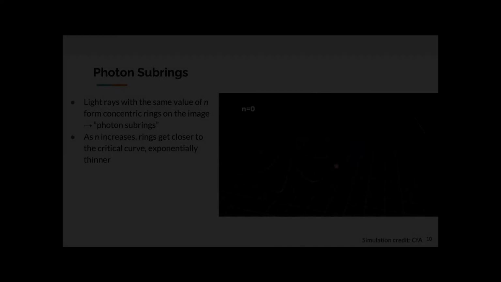Light rays with the same value of n form concentric rings on the image, so these rings on the image are called the photon subrings, and it's why this integer n is called the subring index. Each of these photon subrings behaves in a different way, and in particular, as n increases, the rings get exponentially closer to the critical curve, and they get exponentially thinner, so exponentially harder to resolve. Here's a nice simulation demonstrating what that looks like, and we'll see that as n goes from 0 to 1 to 2, the rays are going to be lensed and bent more and are therefore going to be pushed closer and closer to the critical curve.